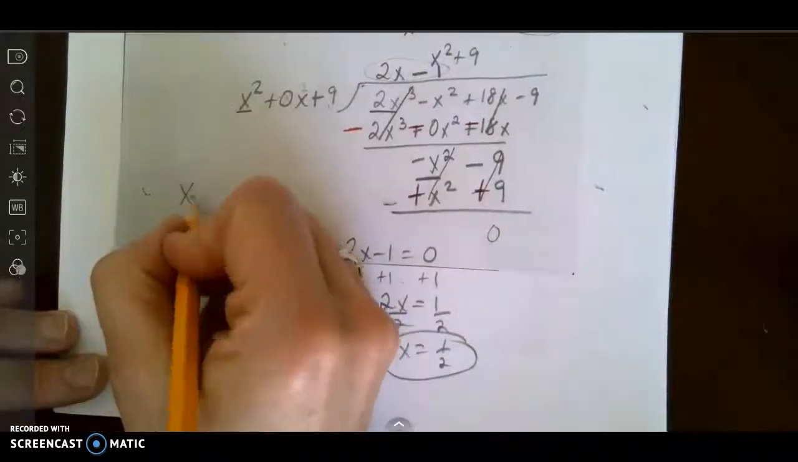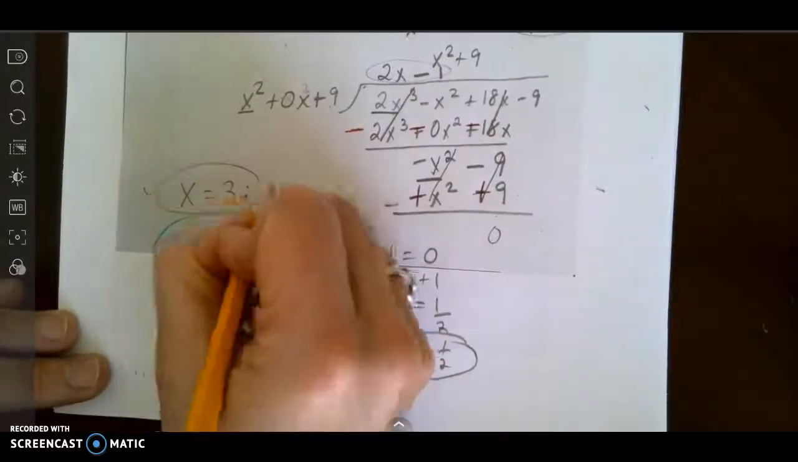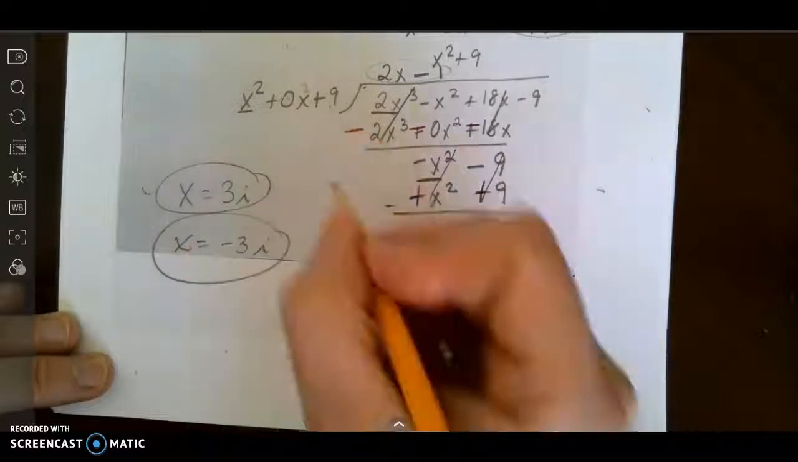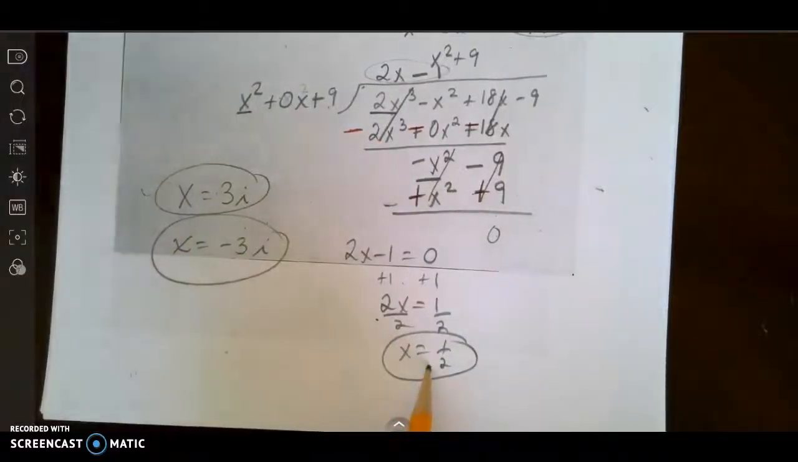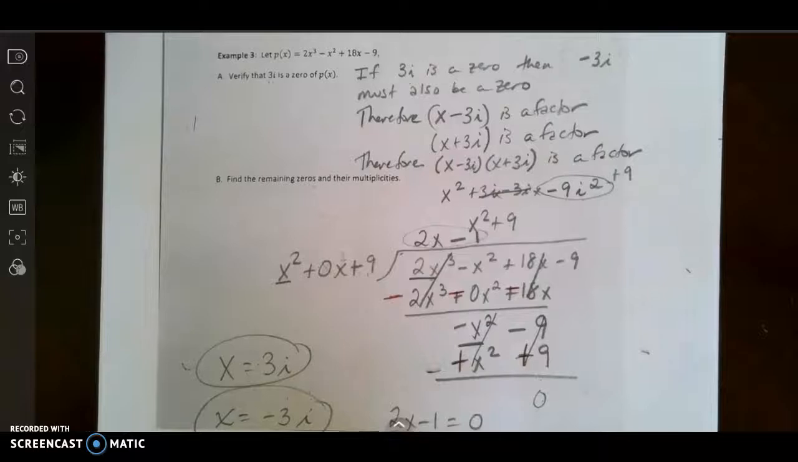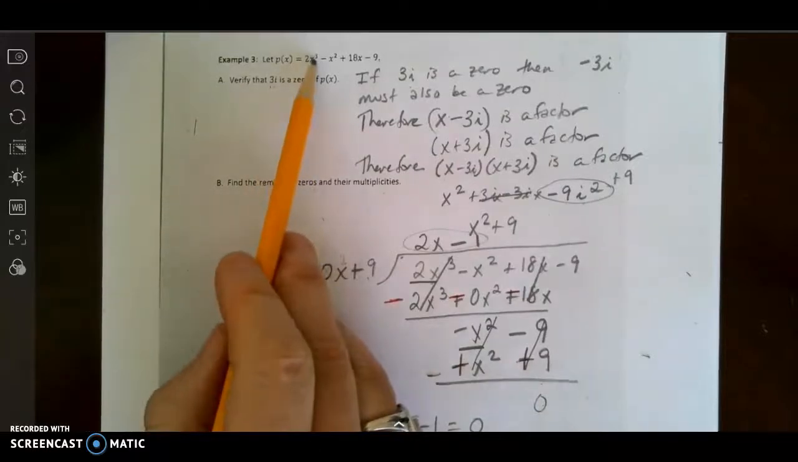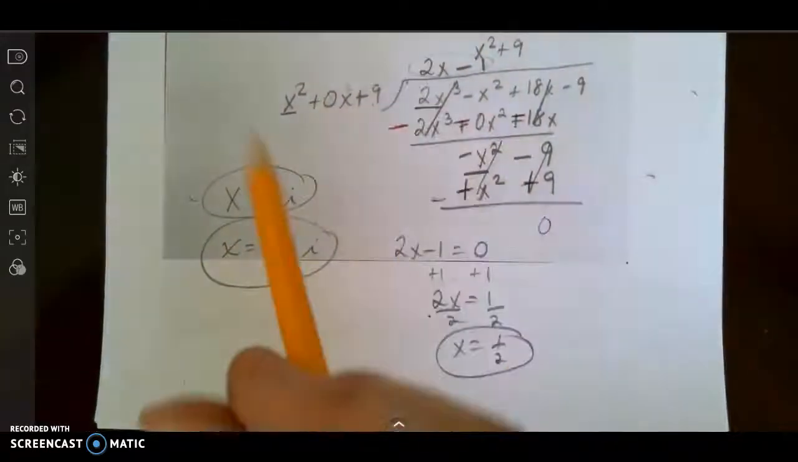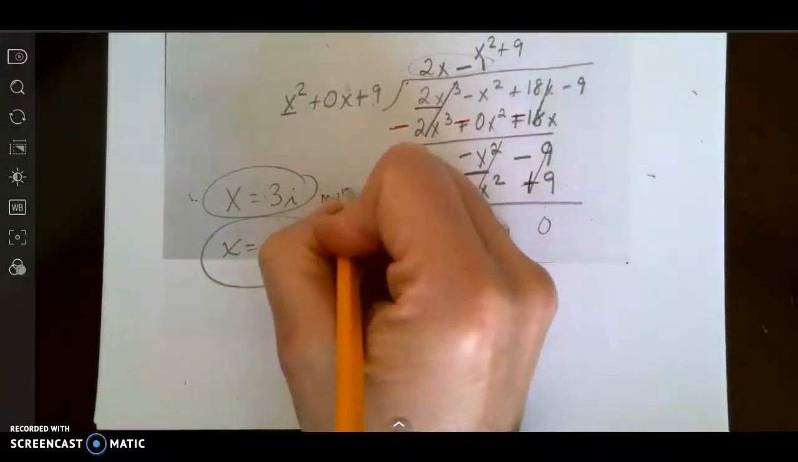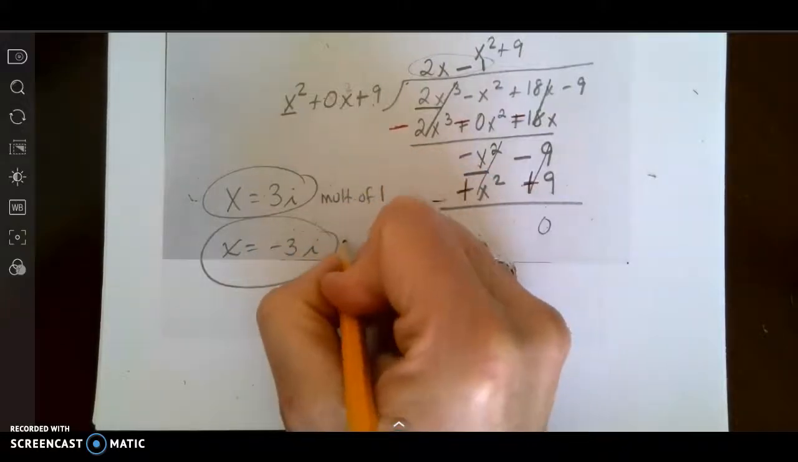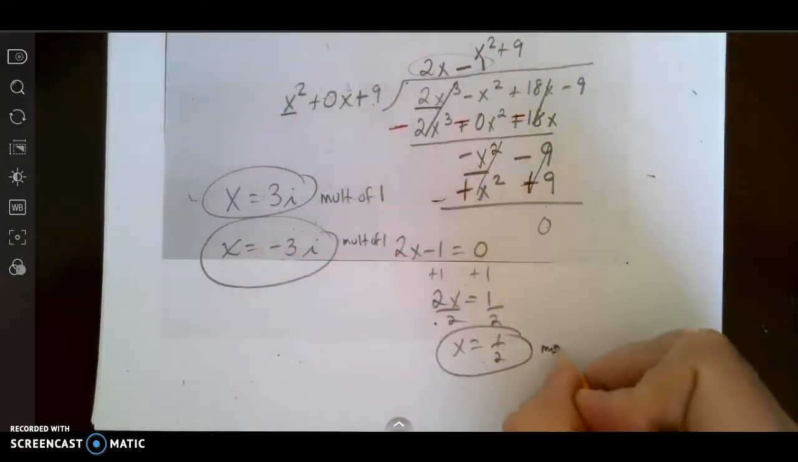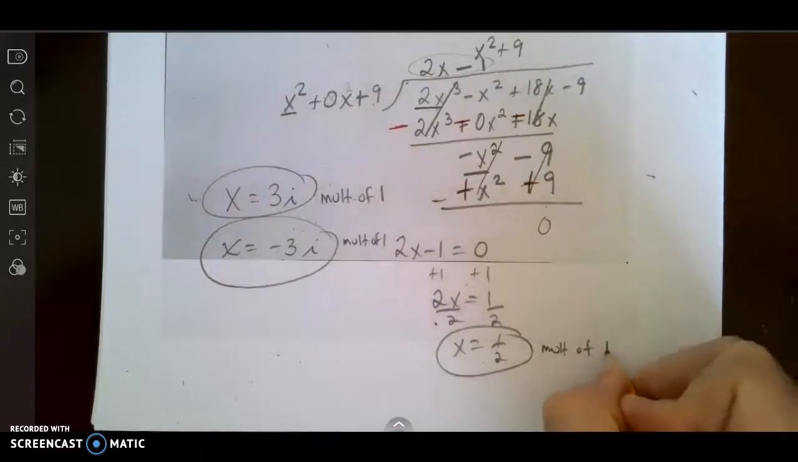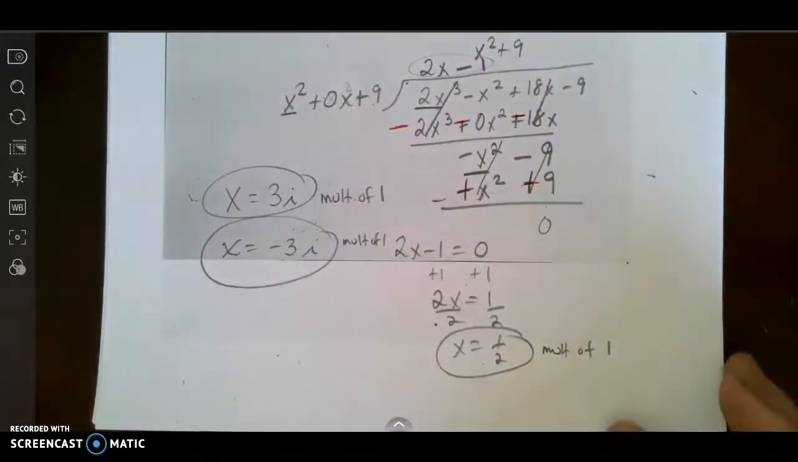We were already told that x equals 3i was a 0. That was given. And there's 3 solutions, and this is an x to the third. So each one has a multiplicity of 1, which adds up to 3 total solutions.